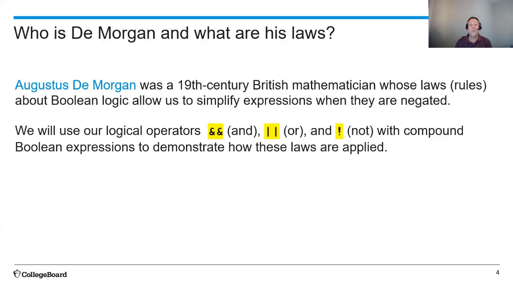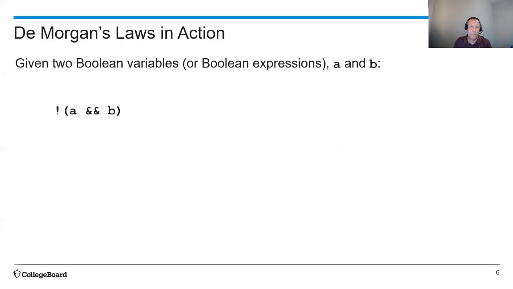So before we get started with that, who was De Morgan and what are his laws? Well, Augustus De Morgan was a 19th century British mathematician whose laws or rules about Boolean logic allow us to simplify expressions when they're negated. We're going to use our logical operators, the and, the double ampersand, the or, our double bar, and not, the exclamation point, with our compound Boolean expressions to demonstrate how these laws are applied. So let's look at an example.